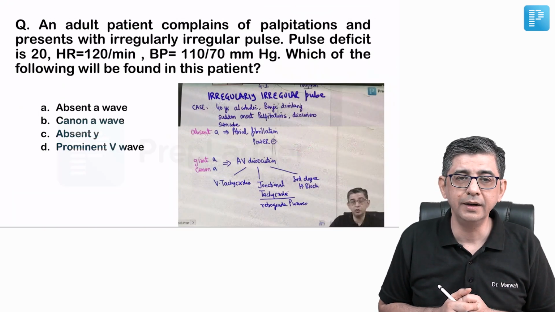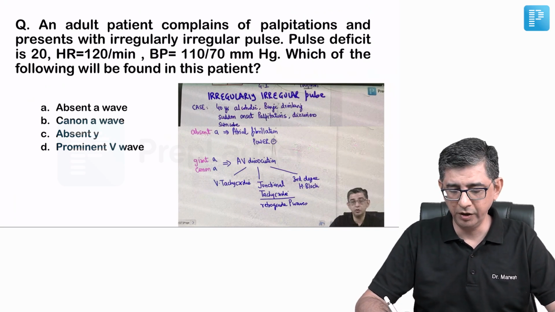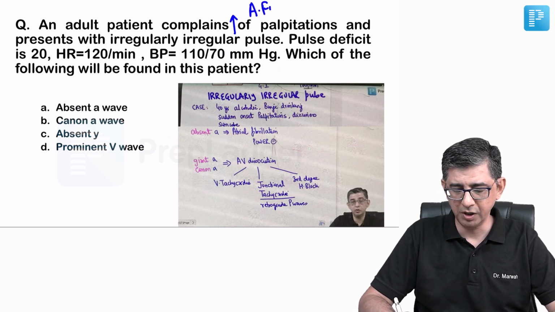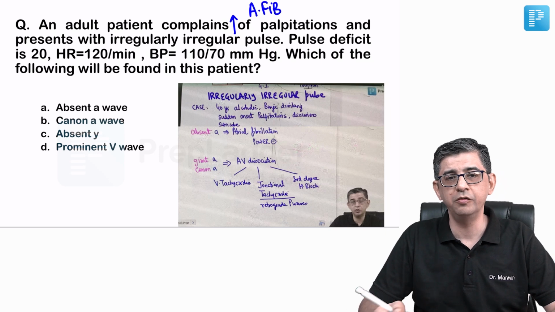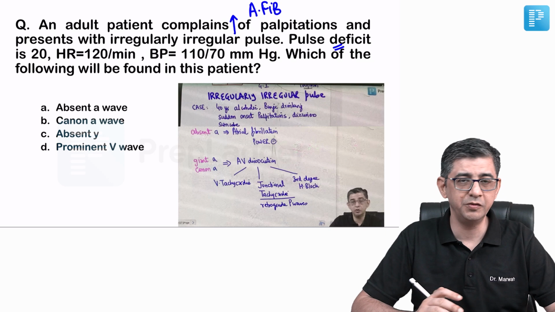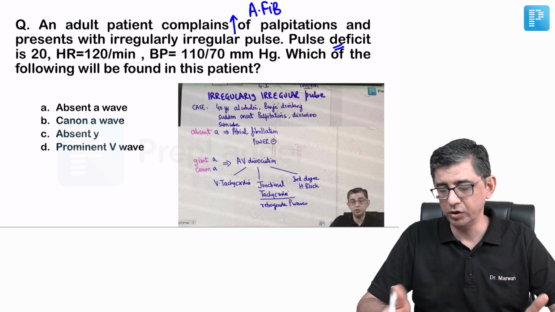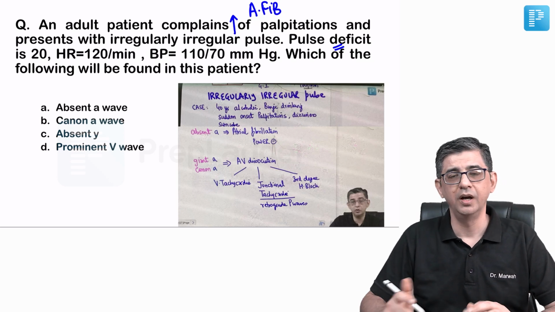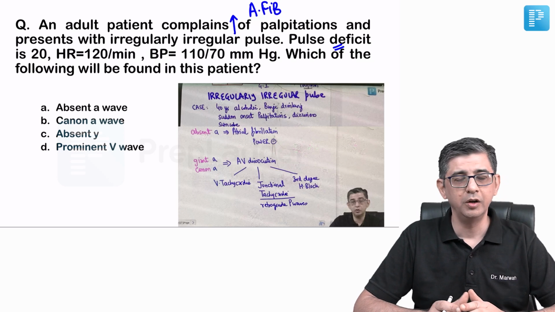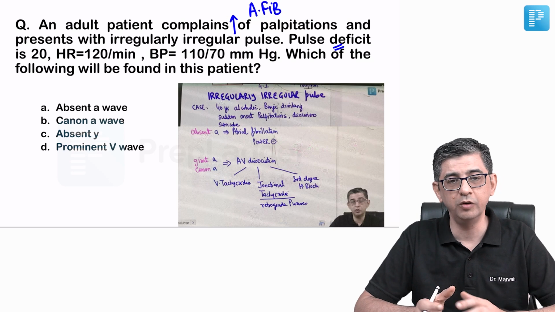The next question said: adult patient complains of palpitations and presents with irregular pulse, very characteristic. Two differentials of irregularly irregular pulse can be atrial fibrillation and multifocal atrial tachycardia. It is giving you a pulse deficit. Now the point is, pulse deficit means that the heart rate and the pulse rate will not be matching. Pulse deficit of more than 10 is always significant, and this basically tells us that because of the irregular rhythm, you may not be able to count some of the impulses in any of the peripheral pulses.